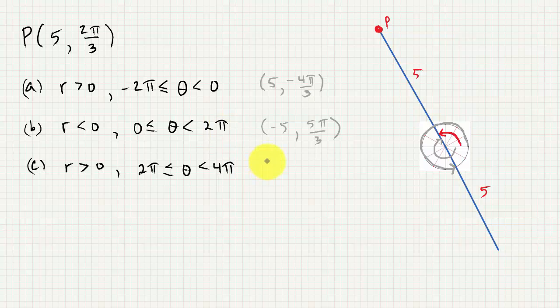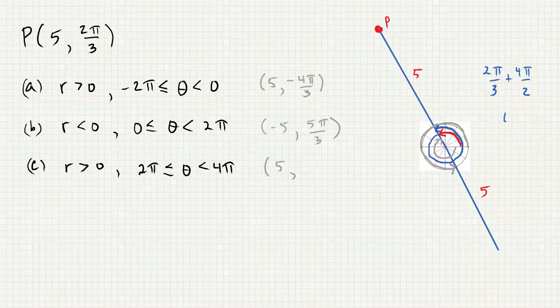Now we want a positive radial value, so that's going to be 5. And the angle between 2π and 4π. So we need to rotate a full extra revolution all the way around. Let's see, let's use a different color. So our 2π over 3 is right there. And then we want to keep on rotating all the way back around to there again. So we want our 2π over 3, but we need to add 2π to that.